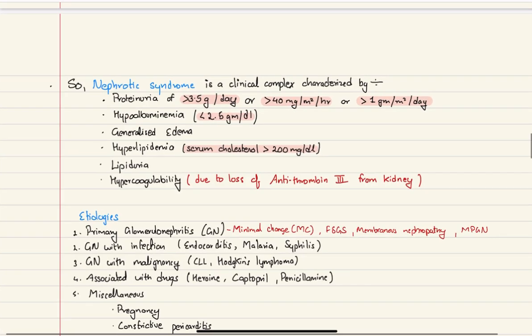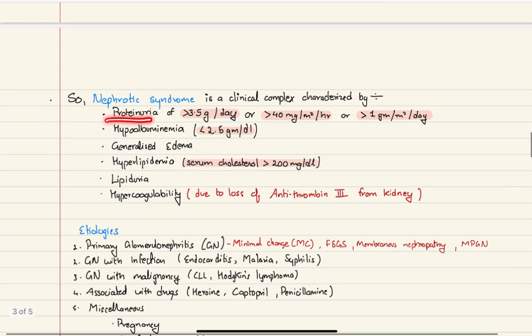So, from the above explanations, we know that nephrotic syndrome is a clinical complex which is characterized by proteinuria. Now, we should know these values: proteinuria is more than 3.5 grams per day, or more than 40 milligrams per meter square per hour, or more than 1 gram per meter square per day. Okay, so you can take any of these values.